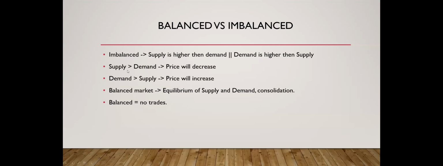Again, when supply is higher than demand, this is when we form a new zone, and price will decrease. On the other side, when demand is higher than supply, price will increase. But you need to understand that you won't be able to predict when that will happen, so you don't want to trade the creation of these zones. You want to trade the retest, and I'll go into further detail.